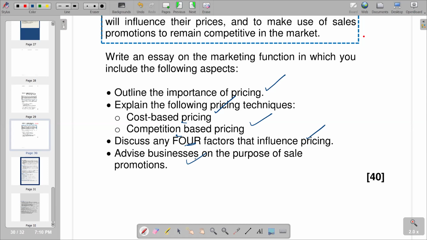On the aspect of sale promotions, we see that the purpose of sale promotions obviously is to attract the customers. There are sort of promotions that come in, and the essence behind those promotions is to attract customers so that we increase our revenue, we increase our sales. So that's the basic idea that we have behind sale promotions.